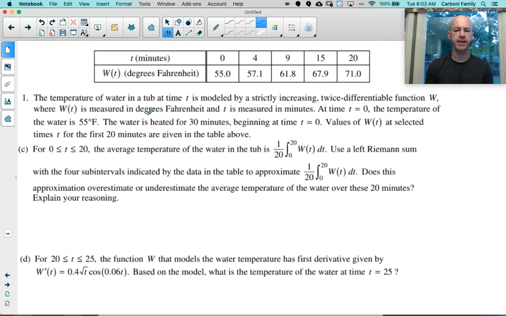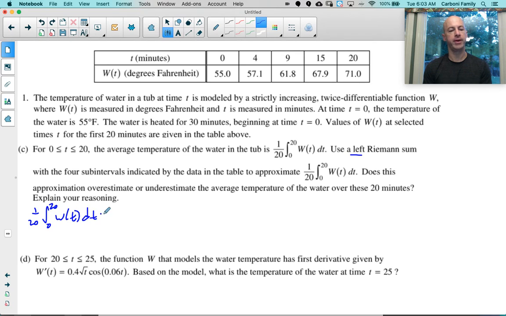Let's go on to D. So from 0 to 20, the average temperature is written by this integral. Use a Riemann sum with 4 intervals. A left Riemann sum, that's what I was wondering. So a left Riemann sum with the 4 intervals indicated by the table to approximate that. So let's do that first. So 1/20th of the integral from 0 to 20 of W of t.